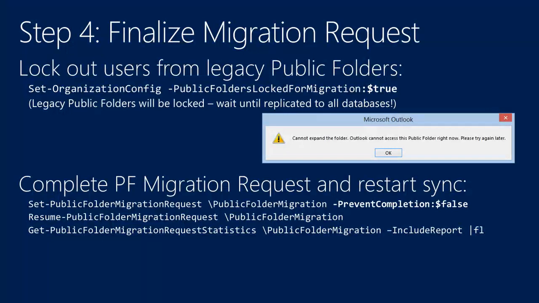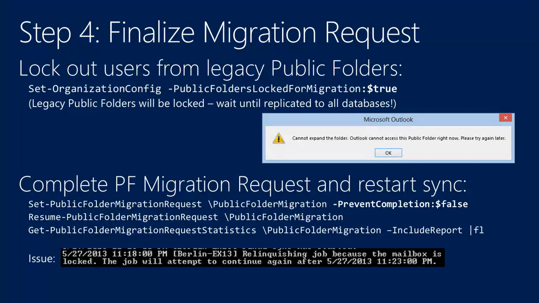And finally, you complete the public folder migration by configuring the migration request with complete false, which means, okay, now you can finalize yourself, and then run resume again, and of course, check the public folder migration statistics. But we'll come to that in a second.